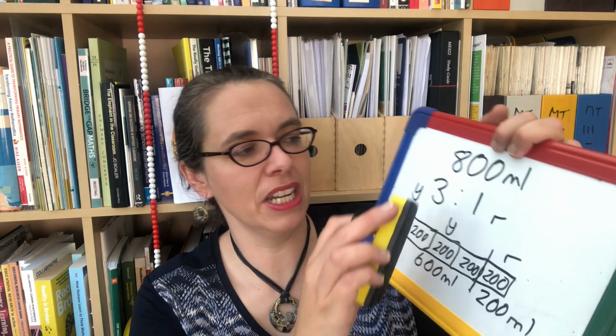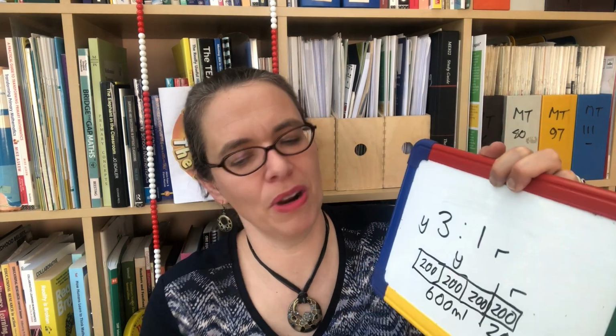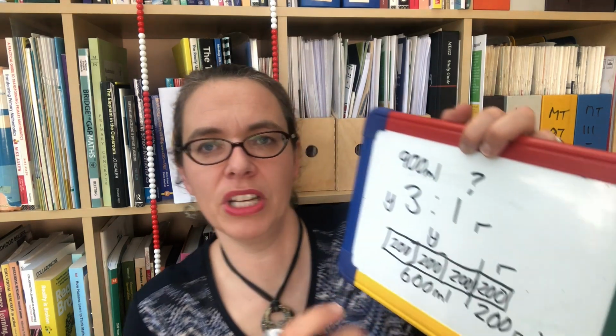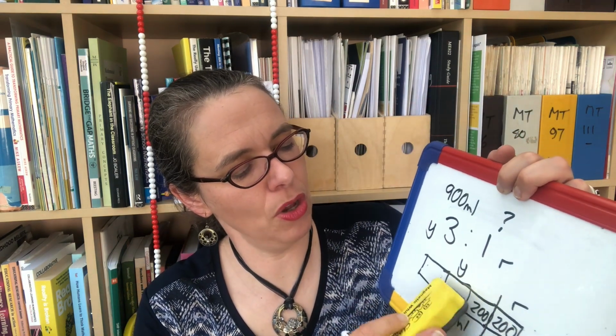For example, we might have said, I've got 900 millilitres of yellow Play-Doh. How much red Play-Doh should I have added? So there, the problem has changed. It's now 900 millilitres of yellow, and we want to know how much red. I'm just going to rub out these numbers. It's the same block diagram because we're sticking with the same ratio for that orange Play-Doh recipe.